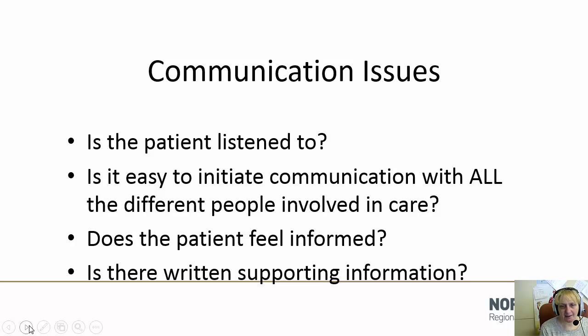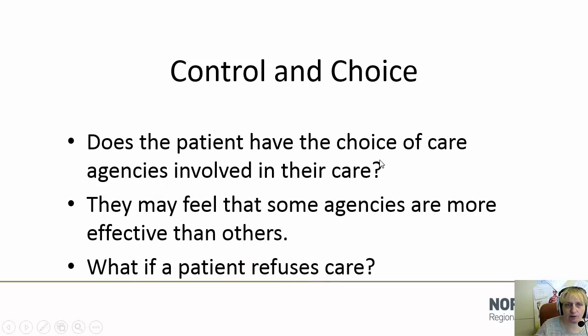But it might be handy to have good written supporting information for the patient themselves. This is often missing, and we as health and social care workers, as we go forward in our careers, should really think about providing that. Okay, onwards and upwards to the next issue, and this is control and choice. Now, I've already alluded to this, that the patient quite often doesn't feel that in control of their own care, and maybe a bit befuddled by all of the medical terminology that comes their way.